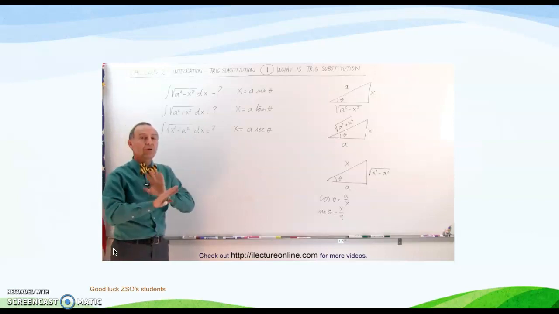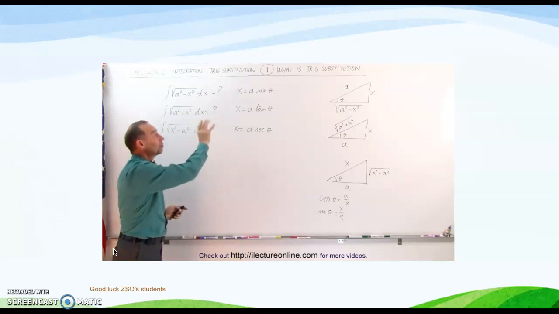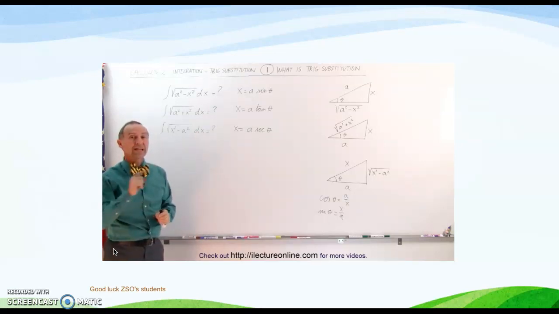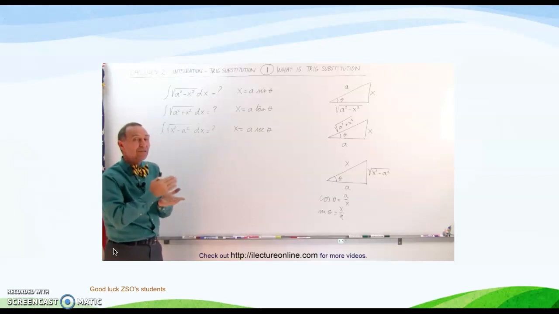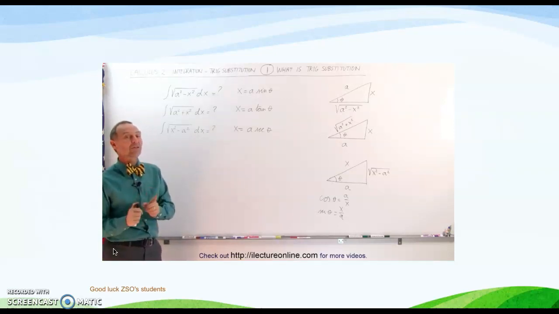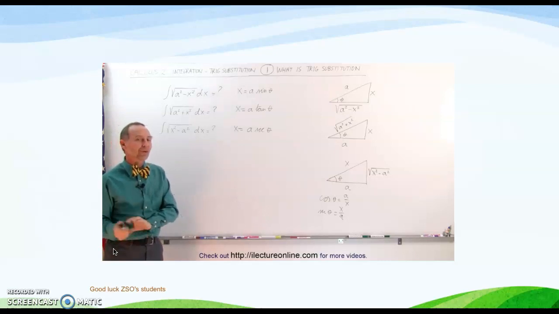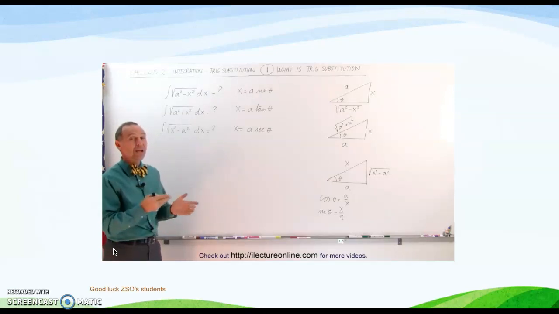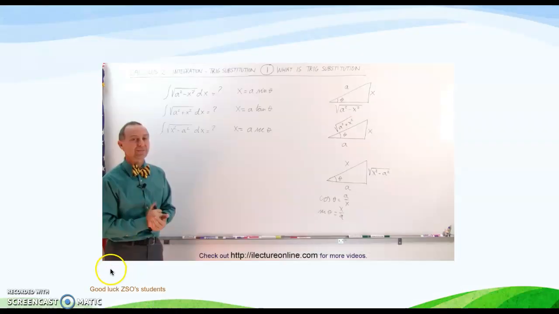Now, on the next video, I'll show you the whole slew of different types of integrals that can be solved by using the simple trigonometric substitution. So on the next video, you can see how many different ways this can be applied to so many different kinds of integrations that otherwise would be very difficult to integrate. So stay tuned and see how many ways we can apply this.